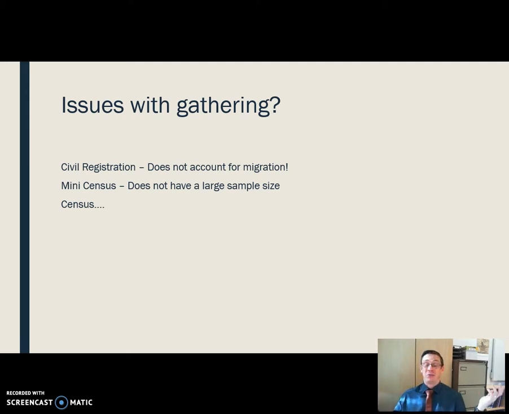Mini census, it doesn't have a big sample size. If you've done any work with statistics, or if you go on to do any work with statistics, one of the big things that you'll be taught, that you'll always be told, is the bigger your sample size is, the better. It removes the possibility for just odd errors to creep in if you've got a small sample size. Censuses, there's a lot of different issues, and this is the kind of thing you would be asked to discuss in an exam setting.